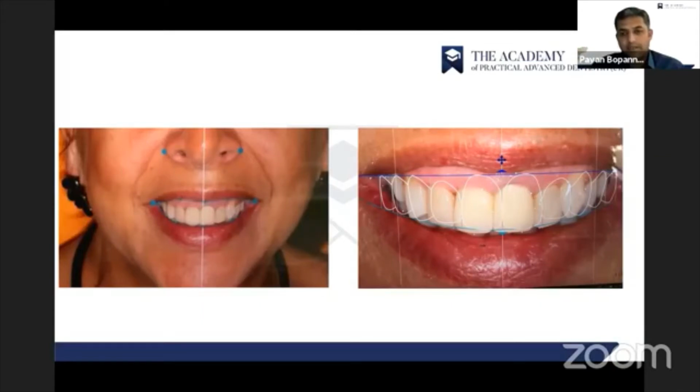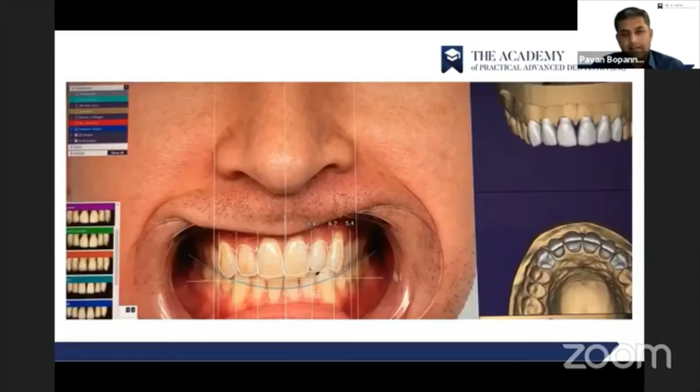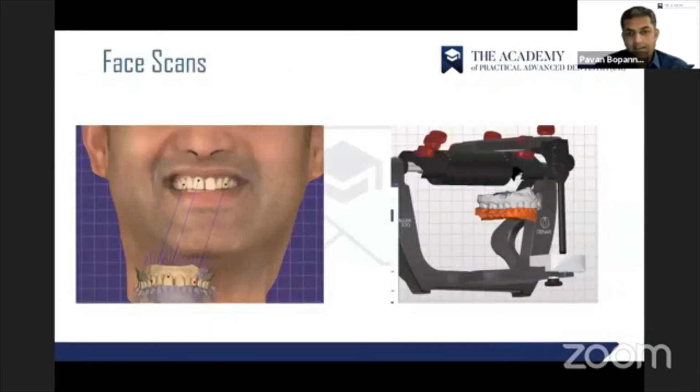I've been using this for a few years. This is a 2D planning software from 3Shape. This is 3D from Exocad. So when you move teeth on the left-hand side, your teeth move on the right, and then it can be exported and milled straight away. So you can see how your newly designed bridge or crowns fit into the patient's mouth perfectly. These are face scans.